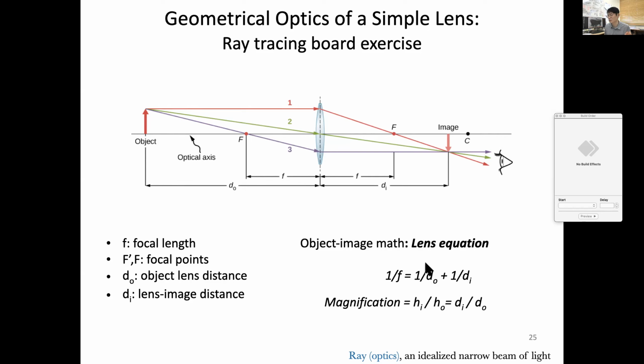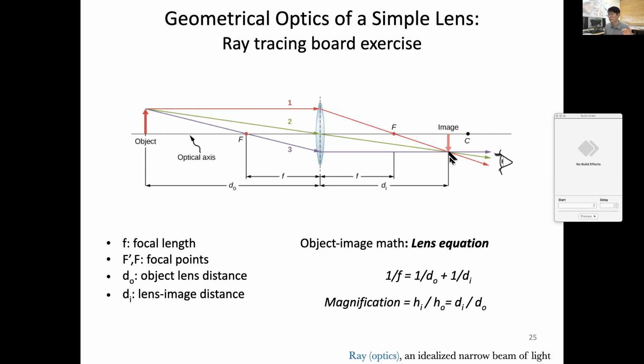Then this term will be bigger than the left-hand side. That means d sub i, the sign has to be negative. And we'll talk about this later. So this is what you want to practice at home and try to derive this. This is very, very easy. And here we assume that the light is perfect.